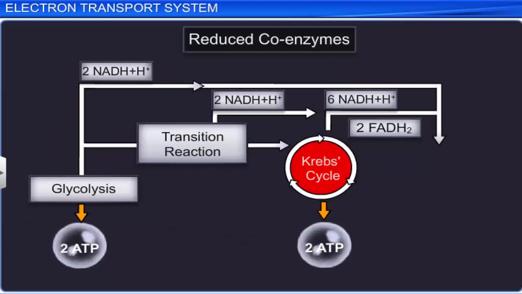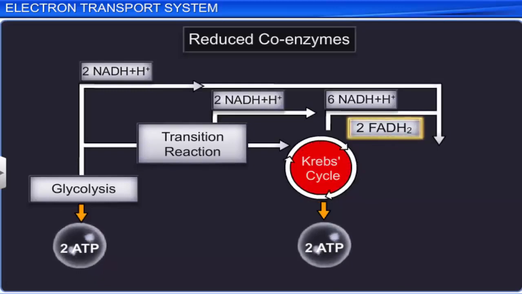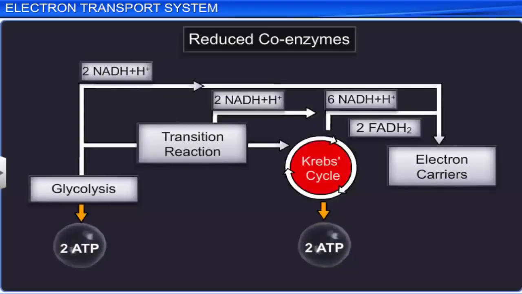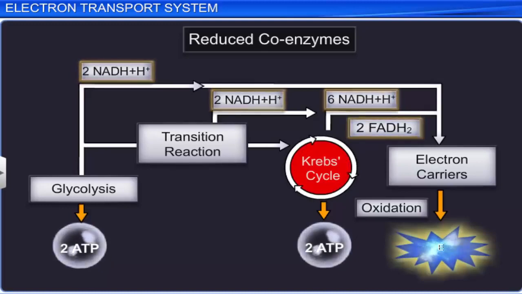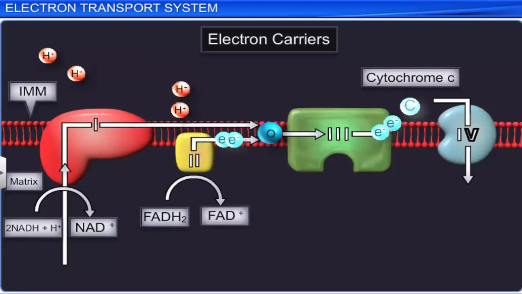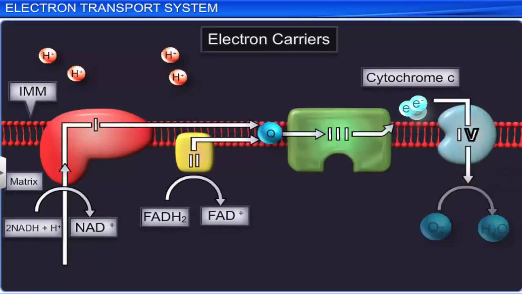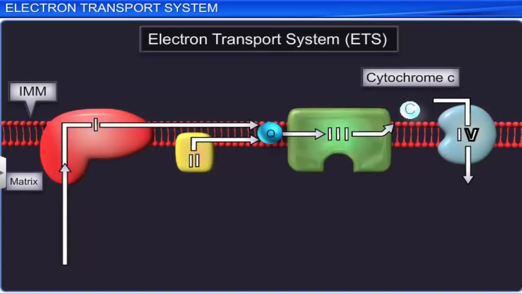As you know, glycolysis and the Krebs cycle together result in the formation of reduced coenzymes such as 10 molecules of NADH plus H plus ions and 2 molecules of FADH2, and 4 molecules of ATP. These reduced coenzymes need to be oxidized to release and utilize the energy stored in them. This is made possible by the transport of protons and electrons from these coenzymes to oxygen through electron carriers present in the inner mitochondrial membrane. This metabolic pathway of electron transport is called the electron transport system or ETS.